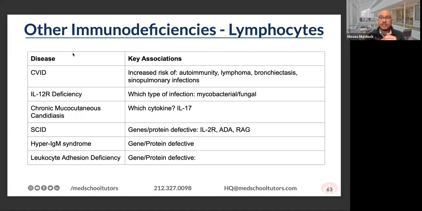DiGeorge's, you'll see the conotruncal heart abnormalities, so truncus arteriosus, tetralogy of Fallot, whereas you don't really see that with SCID. Similarly, the calcium issues, if they include that in a vignette, you're thinking more DiGeorge's. And if they're presenting more of like a boy in a bubble picture, then you're thinking more about SCID and the possibility of these different diseases. So that's perfect. The treatment for SCID, this might come up.